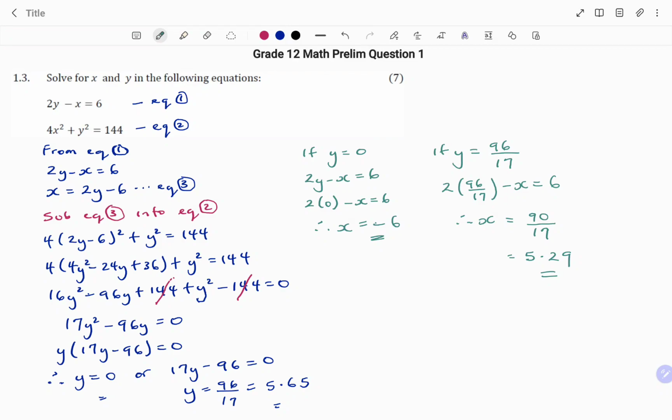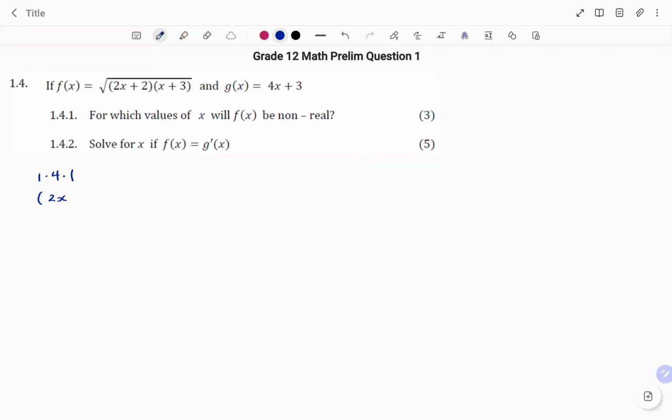To have f of x be non-real, we need the value under the root, which is your 2x plus 2 multiplying x plus 3, to be less than 0 to make that function non-real. Therefore, we have 2x plus 2 less than 0, or x plus 3 less than 0. We have the values of x to be minus 1 and minus 3. We are going to check that on a number line to see the region where that is true.